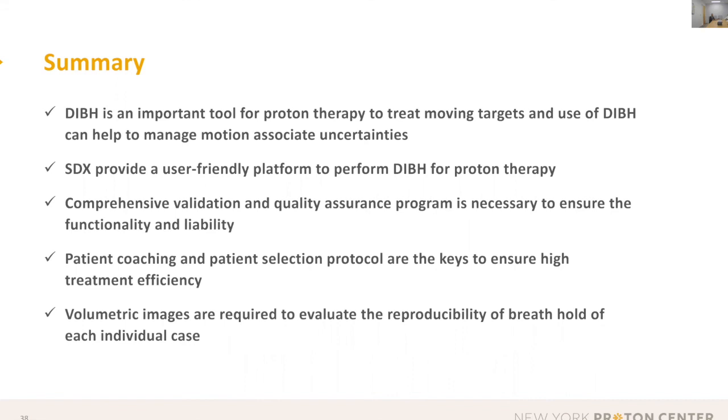Patient coaching and a patient selection protocol are important. That basically decides if the patient can do well during the breath hold, and also decides whether you can efficiently treat the patient with breath hold. And also you need 3D images, for example, cone beam CT and repeat CT, to really monitor the reproducibility of breath hold for each individual case.